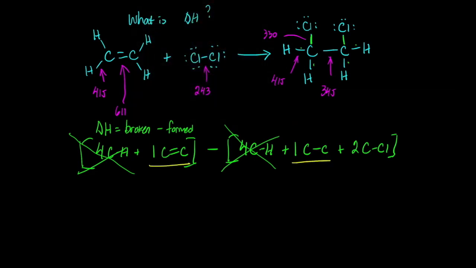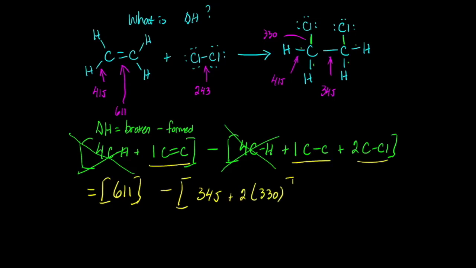So we'll use just the bonds that are technically breaking and forming here. So the CC is 611. Okay, that'll be easy to do. That's just one of those and nothing else. Now for the bonds being formed, we have a carbon-carbon single bond, which is 345, and 2 carbon-chlorine bonds, which are 2 times 330. Okay. Now I like to do all the stuff in the bracket first to keep things separated here.